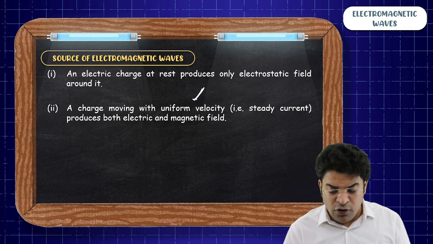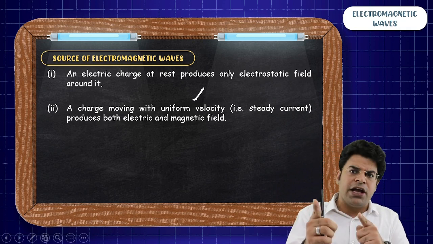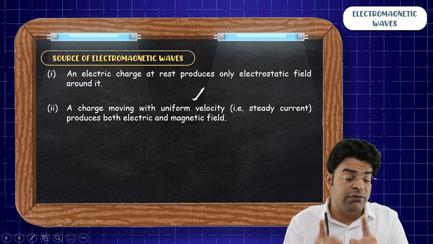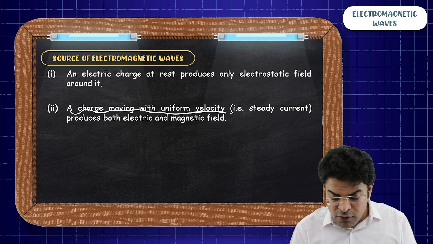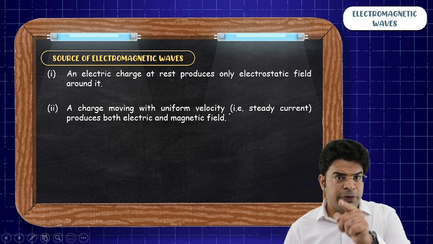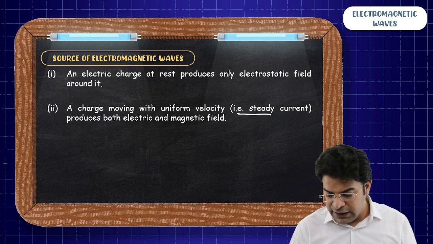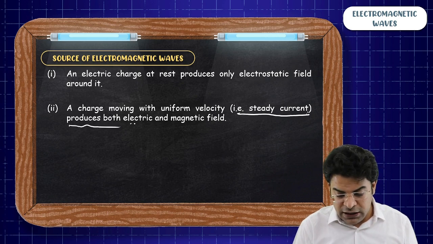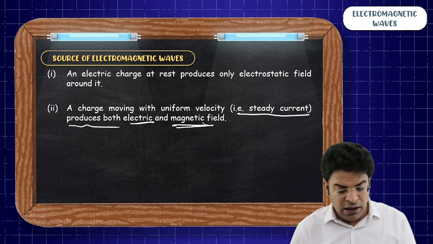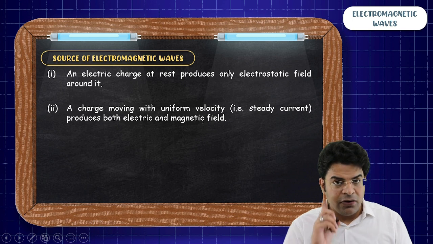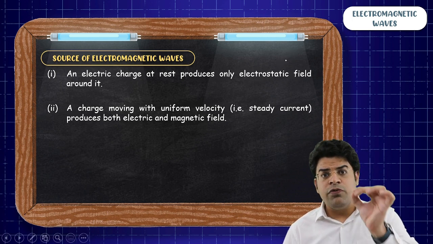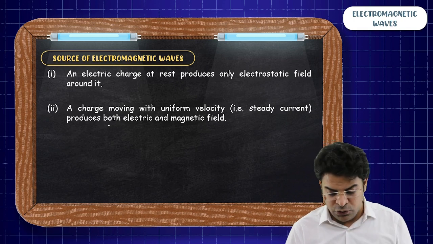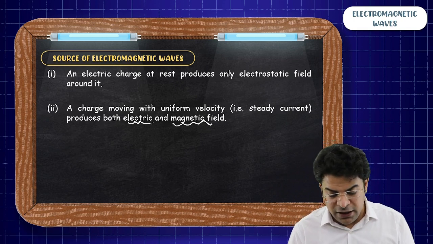When I say uniform velocity, it means the same magnitude, same direction. Velocity is a vector quantity. So a charge moving with uniform velocity, same speed, same direction, that is steady current, produces both electric field and magnetic field around it. A charge at rest produces only electrostatic field lines. A charge moving with constant velocity produces both electric field and magnetic field.